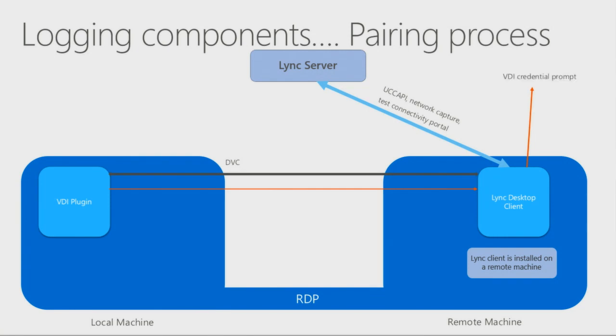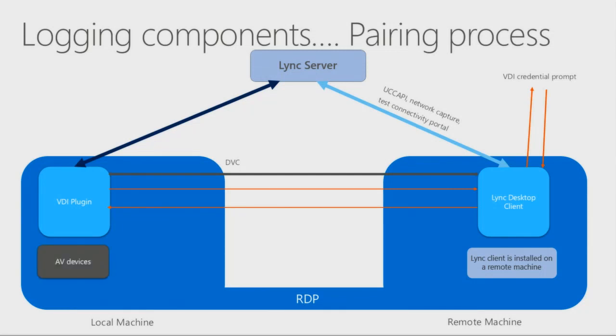Let's say the credential prompt comes up, the user enters it, and it's passed on to the plugin, and the plugin signs in fine. But let's say after this, the pairing with the AV device, which is our end goal, fails. Then again we have to look at the ETL and also the UCC API, as well as the network capture from the plugin perspective.